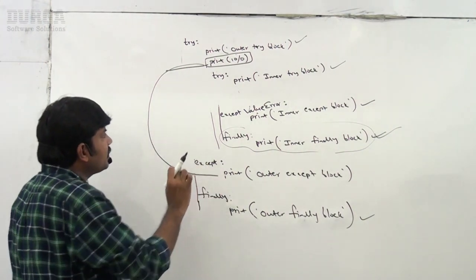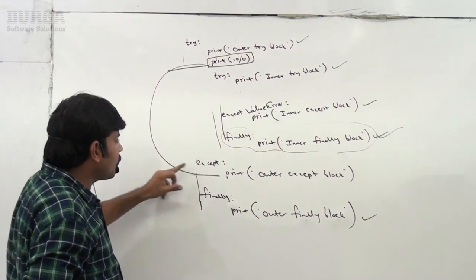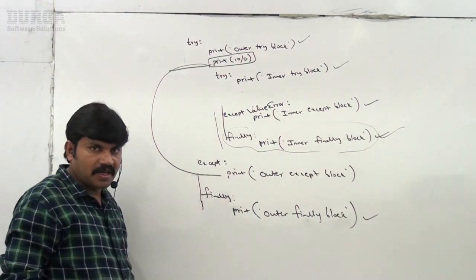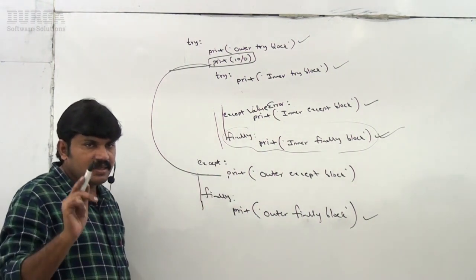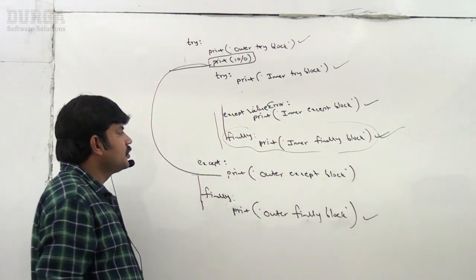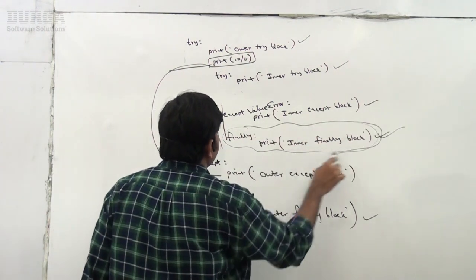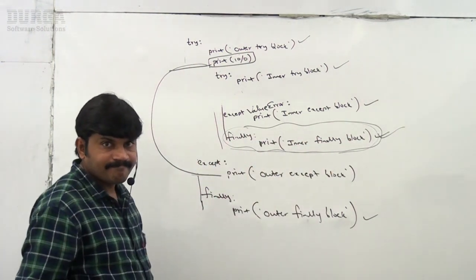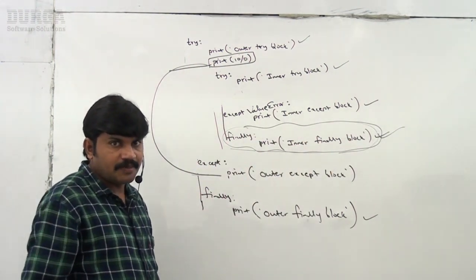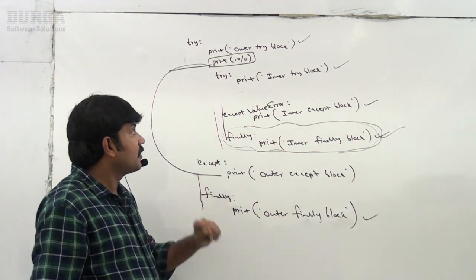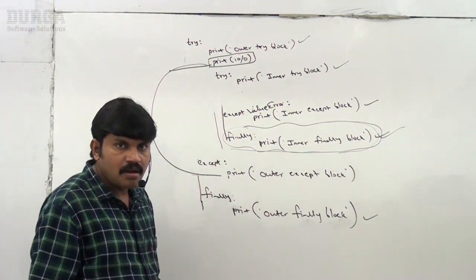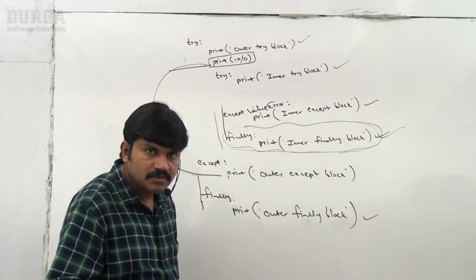So the corresponding except block, meaning the outer except block, is the corresponding except block. Now my question is, in this case, can you please tell, sir, will the finally block be executed or not? That's my doubt. Will the inner finally block in this case execute or not? Yes? No.